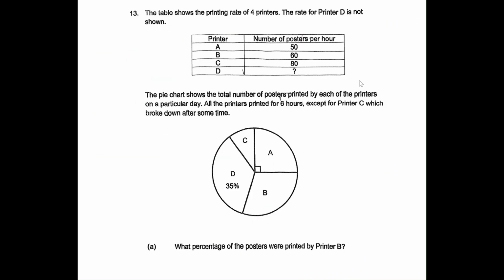Okay, for question 13, the table shows the printing rate of 4 printers. The rate for printer D is not shown. Right, the pie chart shows the total number of posters printed by each of the printers on a particular day. All the printers printed for 6 hours, except for printer C, which broke down after some time. What percentage of the posters were printed by printer B?